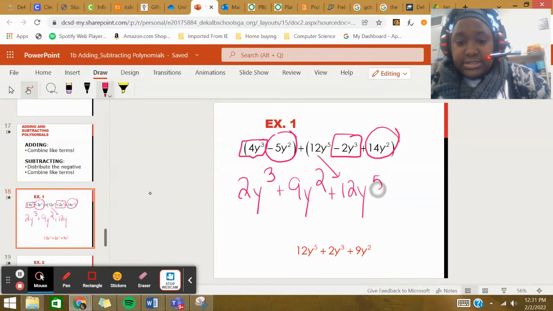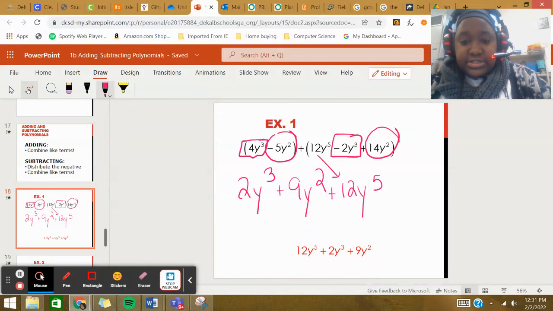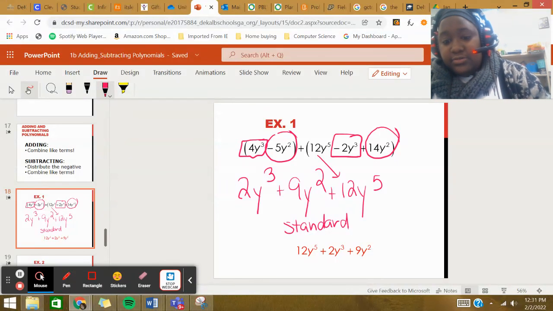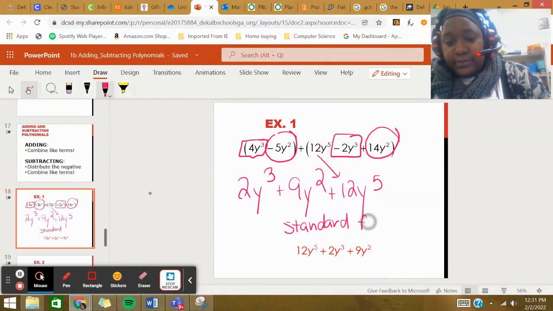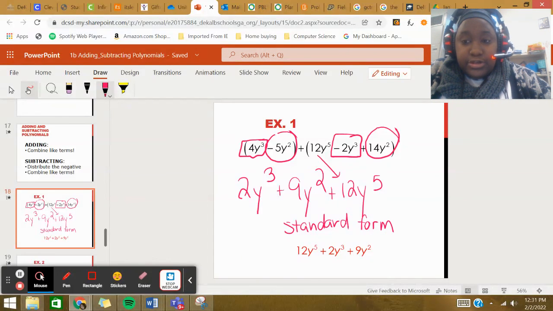Now, the very last thing that you will have to do is put this in standard form. Okay, so in standard form, this is your final answer, which is 12y to the fifth plus 2y to the third plus 9y squared. So once you have combined like terms and written it in standard form, then you are 100% finished. Go ahead and pause the video at this time to copy this down on your graphic organizer.